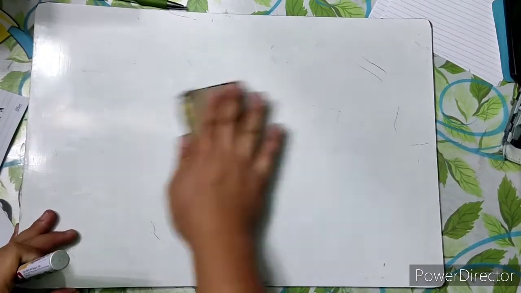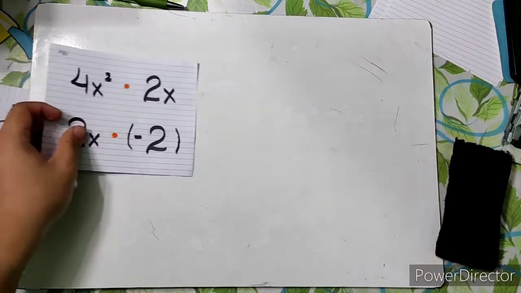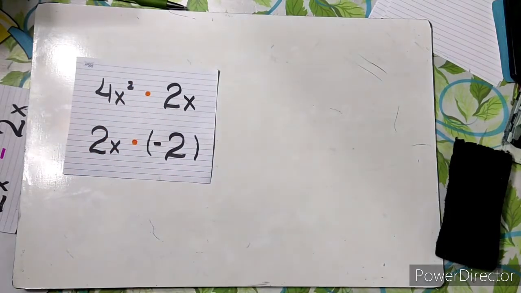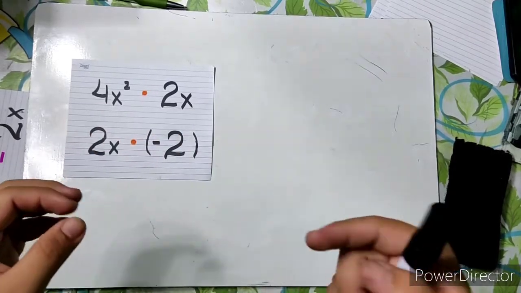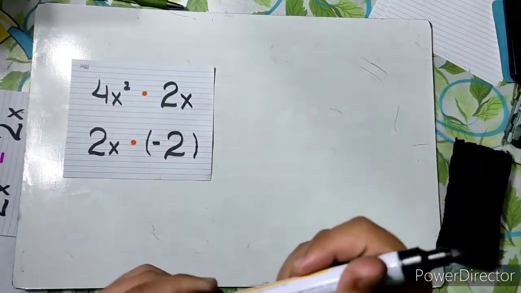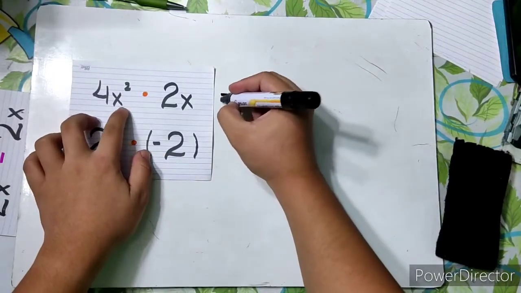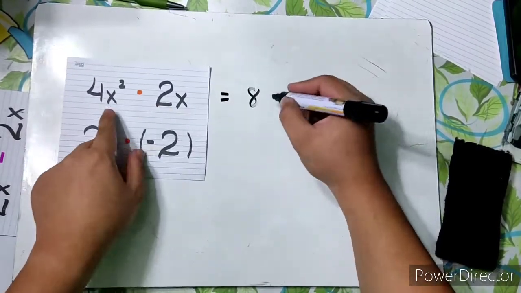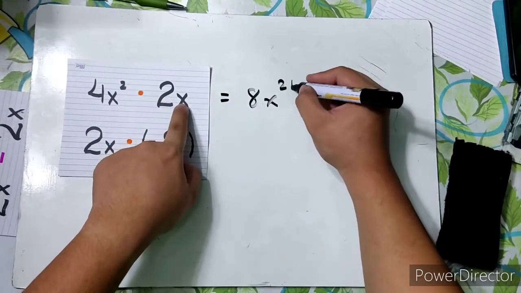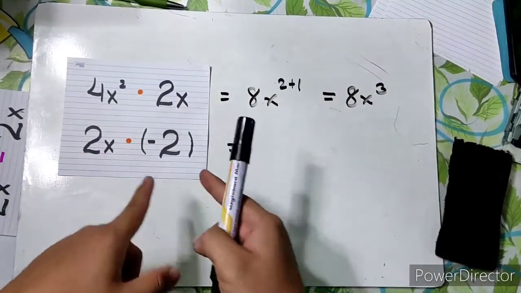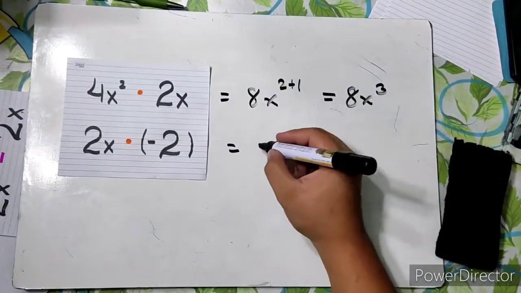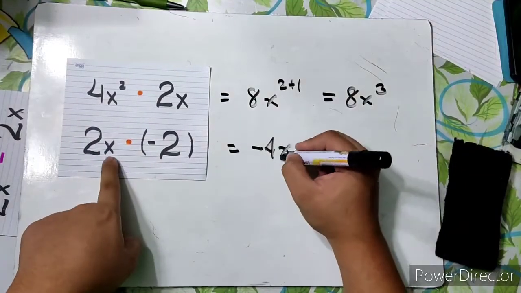In multiplying, we multiply the coefficient and add exponents of the same variable. So we have here 4x squared times 2x. So there are no strict rules about this. Just multiply and add the exponents. So we have 4x squared times 2x, so 4 times 2 is 8. X is raised to 2 plus 1 from here. It will become 8x cubed. The next one is 2x times negative 2. So negative 2 times 2 is negative 4. Then we'll just copy the variable.